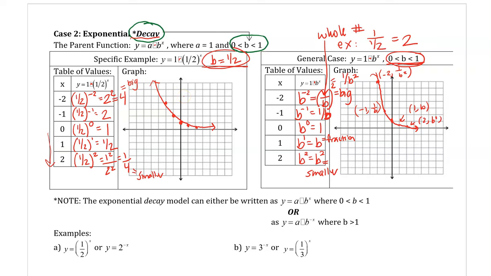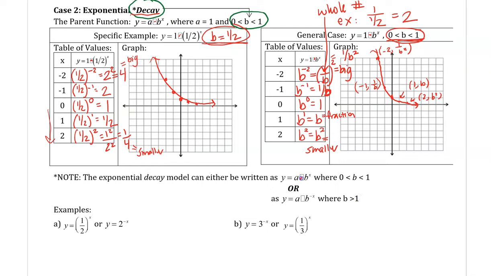Oh, yeah, and I wanted to make a little comment down here. We can think of decay two ways. We can think of it as a times b to the x, where b is a fraction, okay? Or sometimes it's written this way, a times b to the -x, where the base is greater than 1. Because what happens when you raise a base to the negative power, it flips it over and gives a reciprocal, right?